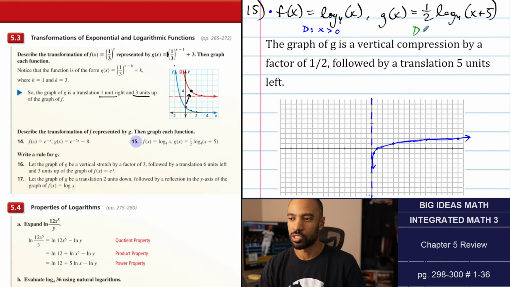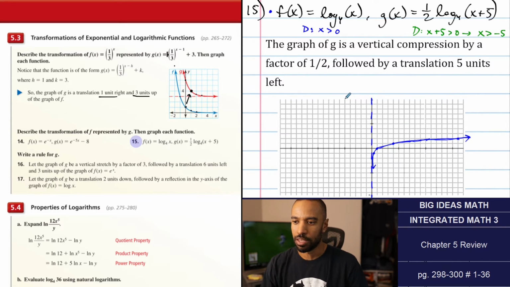Well, for domain's sake, x plus 5 now has to be greater than 0. Whatever you're taking the log of must be greater than 0. In this case, it's x plus 5. So x must be greater than negative 5. Therefore, the vertical asymptote is on the line x equals negative 5. That is the 5 to the left. I'll deal with the compression in a bit.